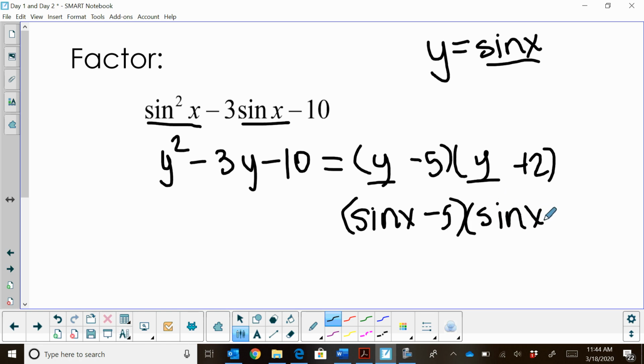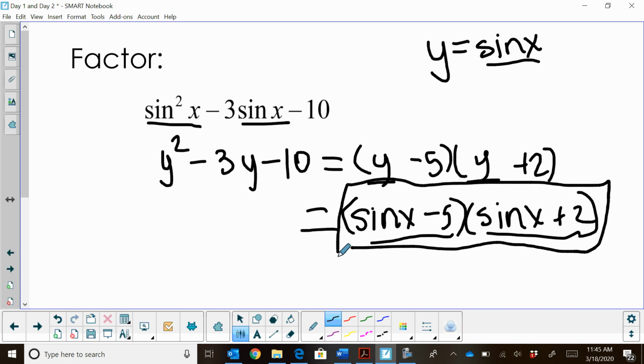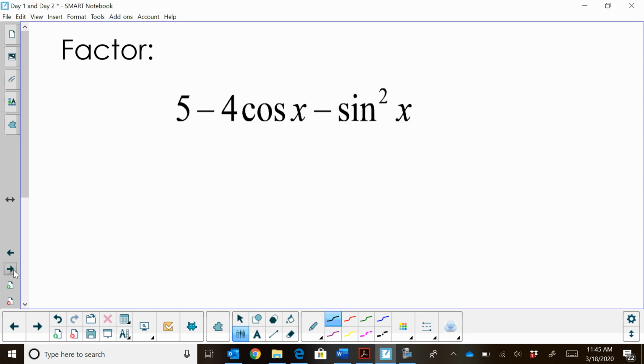Now, if you don't have to do that step where you substitute, that's fine. And maybe after working it a few times, you'll see that, oh yeah, I can see that now. But this is where you're going to stop. All we're doing is factoring. So you're done once you get to this step right here. So let's try this one.